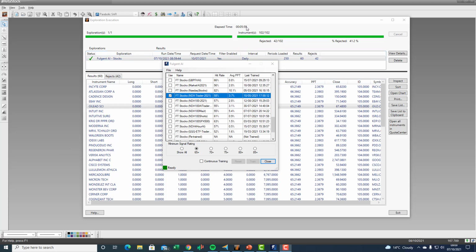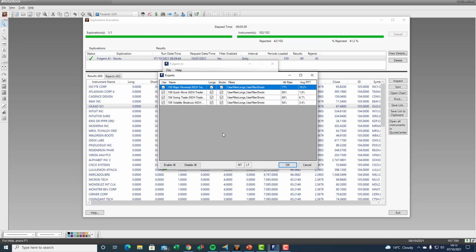Jumping straight into the MetaStock platform, I've got the Fulgent AI engine running in the background. I did the screen earlier, and it took about 6 minutes to run through the NASDAQ 100. There are 60 positions where the AI is either in a long or in a short, and 42 rejects, meaning these stocks have recently either hit a profit target or a trailing stop loss.